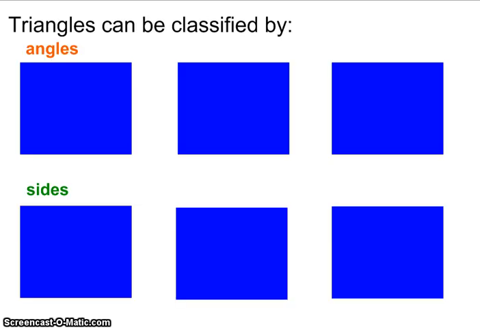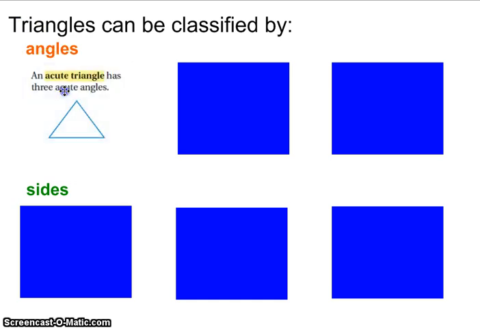Okay, so now we're going to move into classifying the triangles. We can classify triangles two different ways. We can classify them by angle, or we can classify them by sides. We need to be able to do both, so we're going to talk about both of them. When we do angles, we're going to start with the smaller angle.